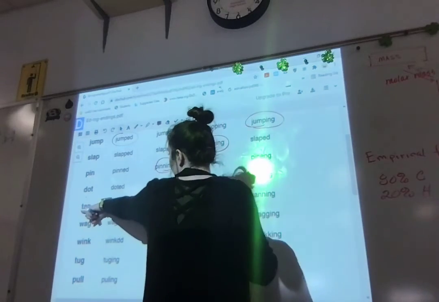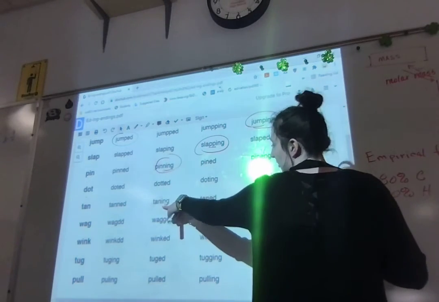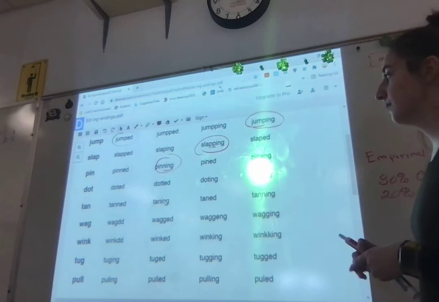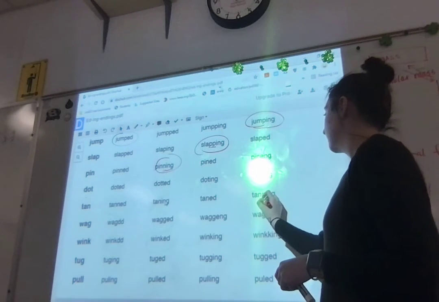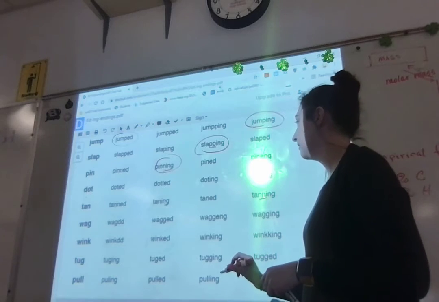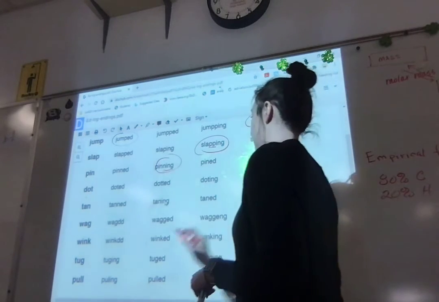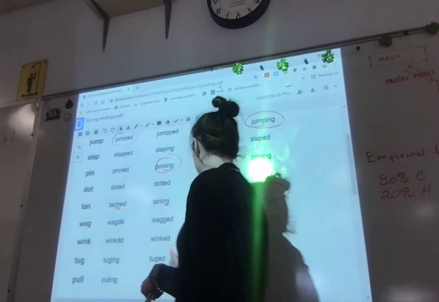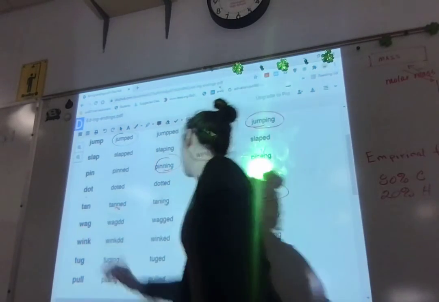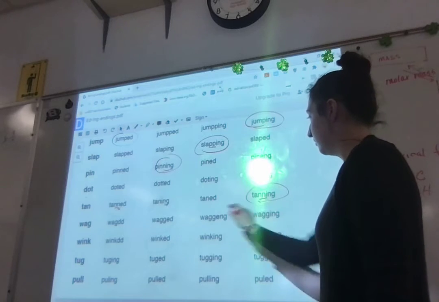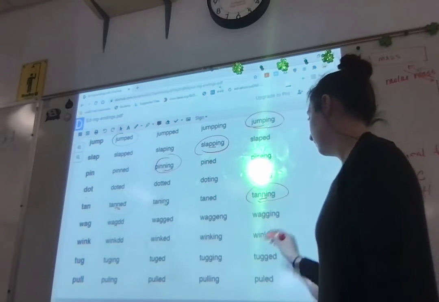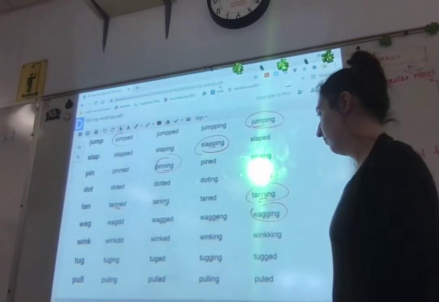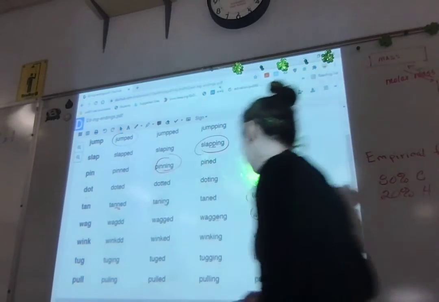Okay. Now we have tanned. Is it column 2 or is it column 4? Column 4. Because we need the 2 N's, right? Right. Just like it has in our ed ending, it has 2 N's, right? Now we have wag. 3, 4. 4, right. Because this one has a what instead of an I? E. Right.